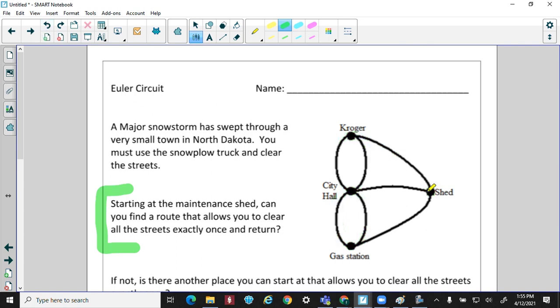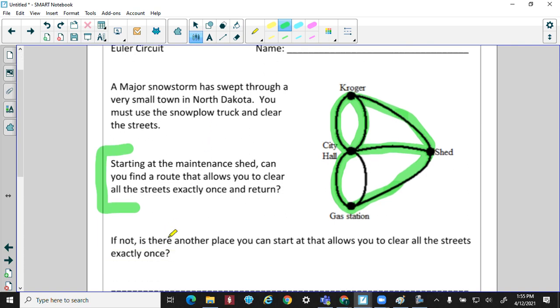So let's say we went from the shed, then we went to City Hall, we went to Kroger, and we went back to City Hall on that street. Now we're going on this street to the gas station, and let's say we wanted to go to the shed, and then we went to Kroger. Oh man, we still cannot find that one last one, so we can't find a route.